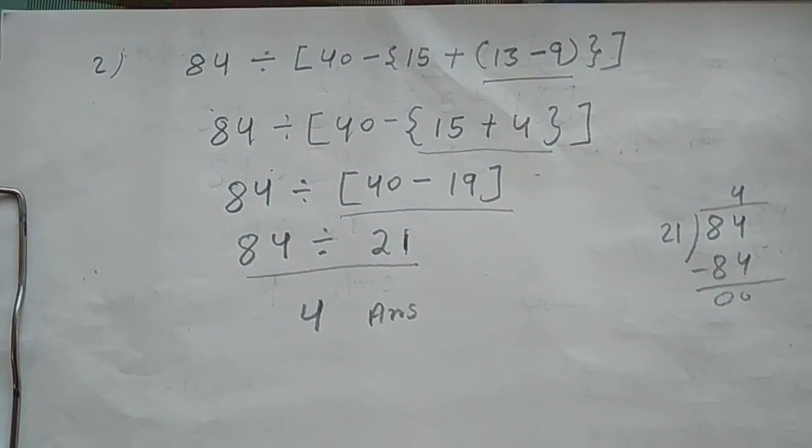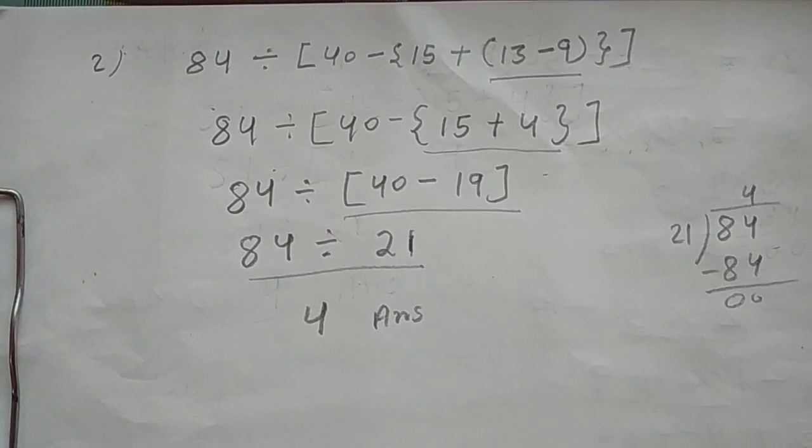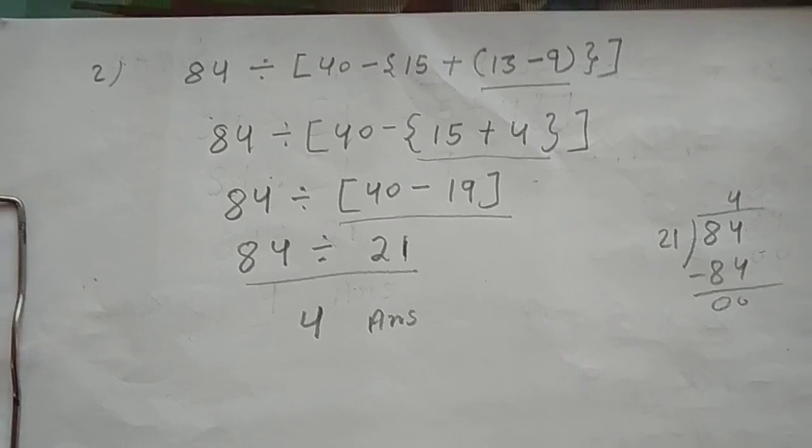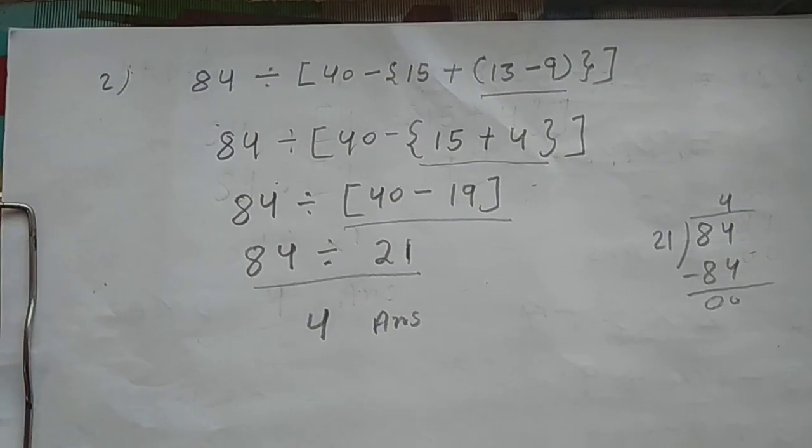So students, chapter 3 operation on whole numbers, part 12, simplification when brackets are present, completed.